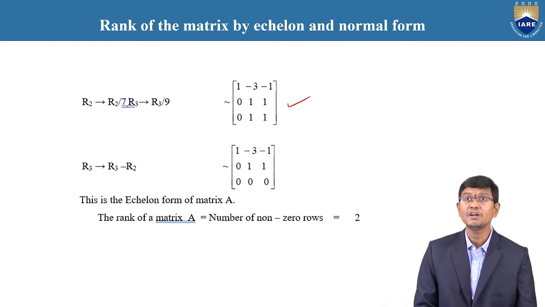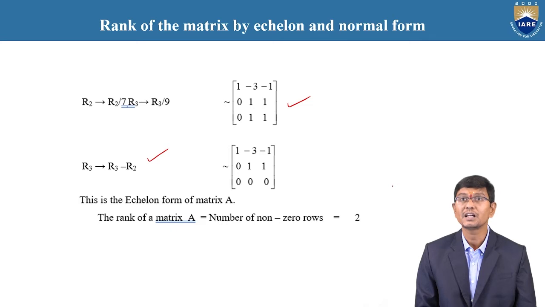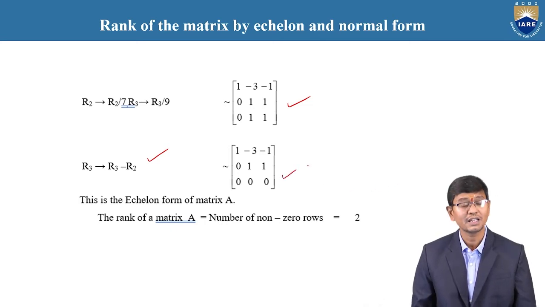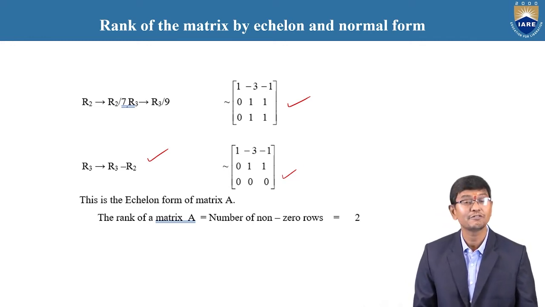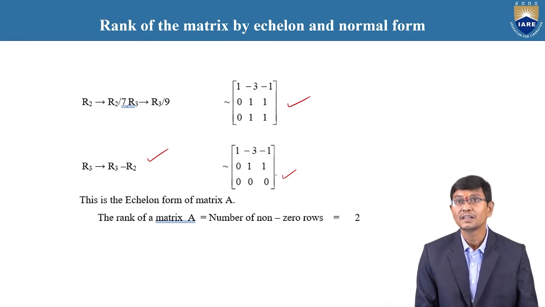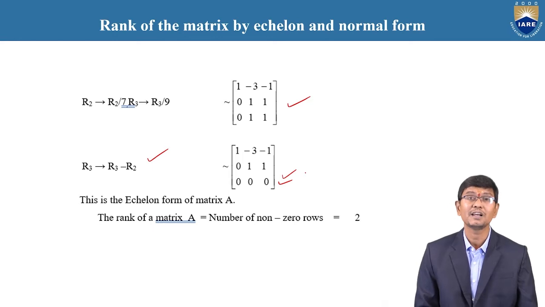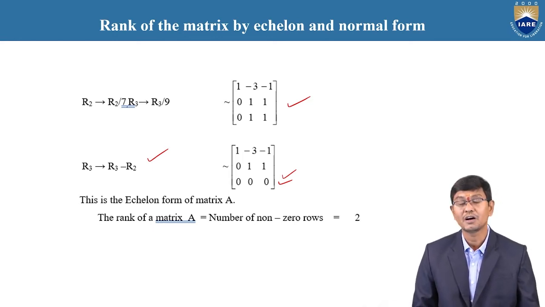And further, with the help of R2, we apply R3 minus R2, and then the matrix changes so that the last row is 0 0 0. Therefore, finally, when we observe this matrix, it clearly satisfies the echelon form of a matrix. Because in this matrix, the first condition, that zero rows are at the bottom, is clearly satisfied, as the last row is zero.